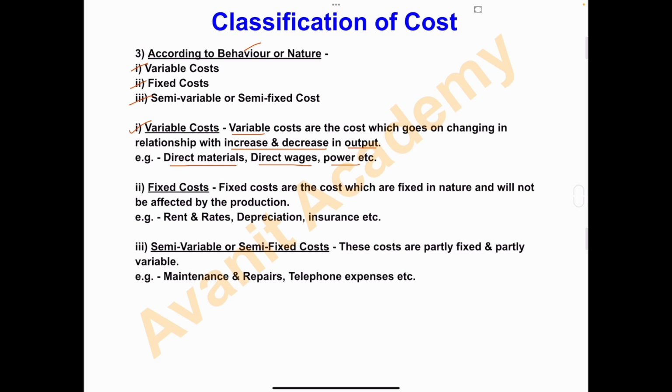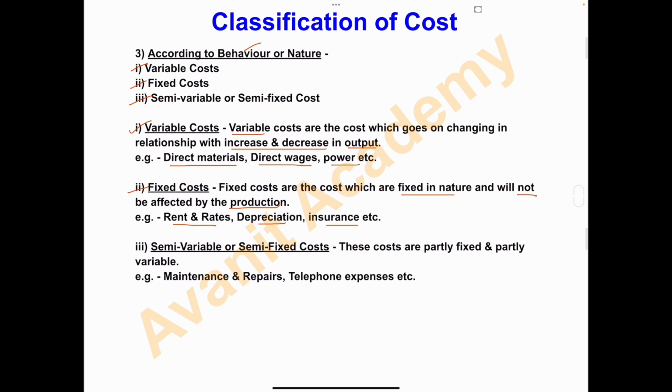Second one is fixed cost. They are fixed in nature. They will not increase or decrease in relationship with production. So fixed costs are the costs which are fixed in nature and will not be affected by the production. So whether production increases or decreases, the fixed cost will be stable. It will not be affected by the increase or decrease in output. Example, rent and rates, depreciation, insurance, etc.